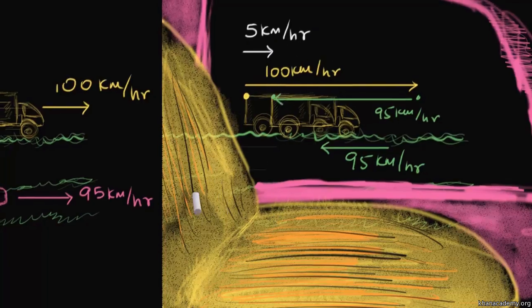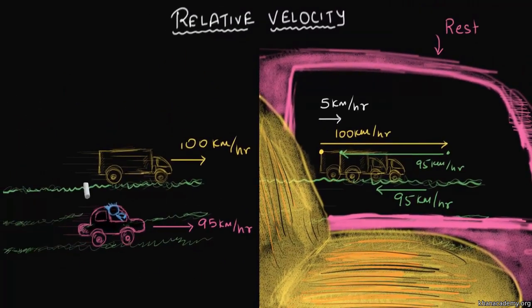So let's just summarize what happened. When we look from the ground, by standing on the ground, like over here, the truck is going forward 100 kilometers per hour. But from the car, when you look at it, it's only 5 kilometers per hour. So do you see that the velocity of the truck that you measure really depends upon where you measure it from? If you're measuring it from the ground, you get one value. You measure it from the car, you get another value. That's the whole idea behind relative velocity. Velocity is a relative term.